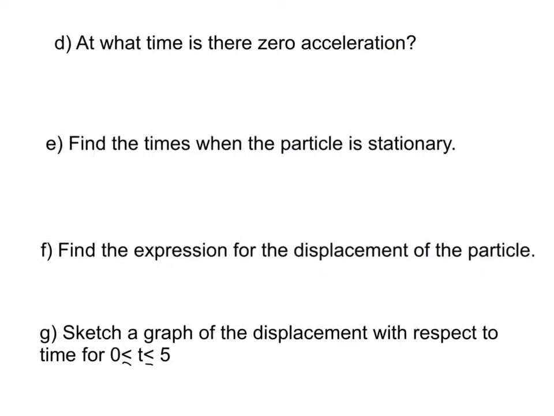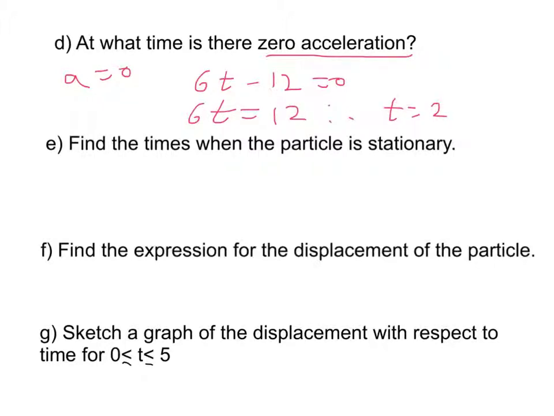Now the next part is asking at what time is the acceleration 0. That is when is a equal to 0. From the previous part we found that a is equal to 6t minus 12. Put that equal to 0 and solve the equation, and it gives you 6t equal to 12. Therefore t is equal to 2. So at 2 seconds the acceleration is equal to 0.